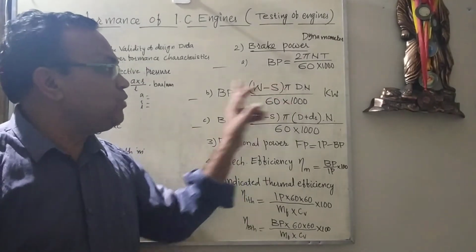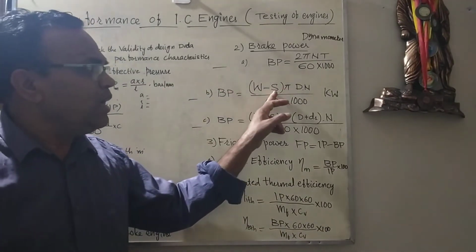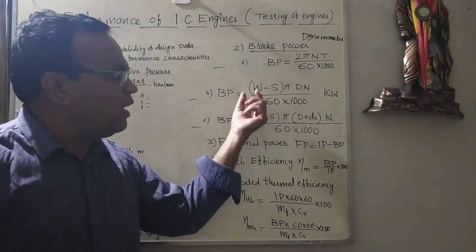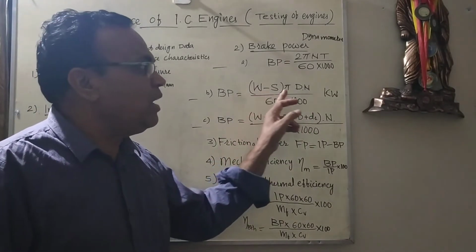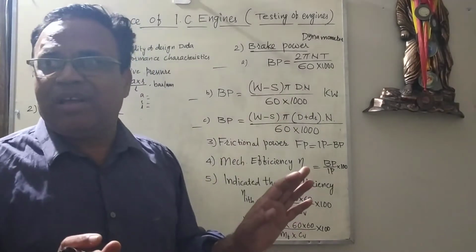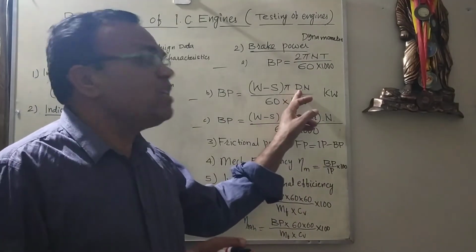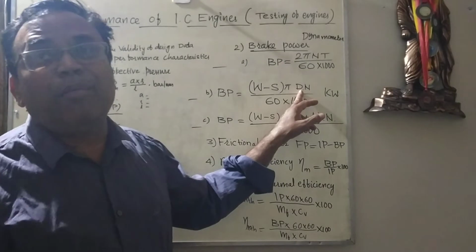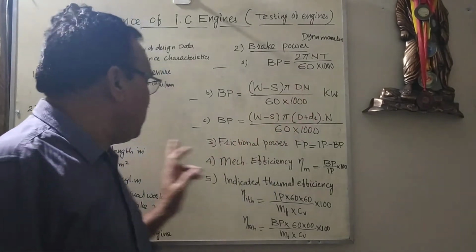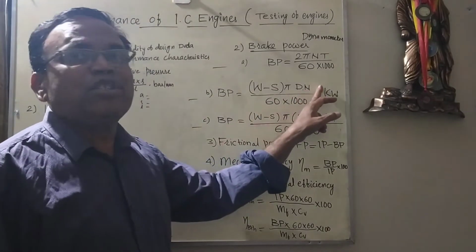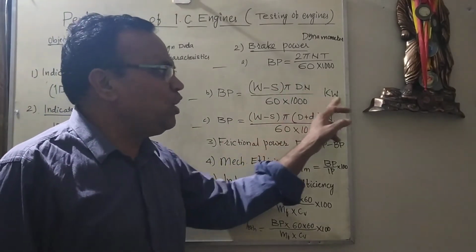You don't compare capital S with the small s. Notations there. Here, the spring balance reading and W minus S combined together you can call the net load on the brake dynamometer, and pi D is the circumference. Pi D, where D is the diameter of the brake wheel or brake drum. Capital D is the diameter of the brake drum, not small d. Different here. N is speed, RPM. So divided by 60 into 1000 again, in kilowatts.